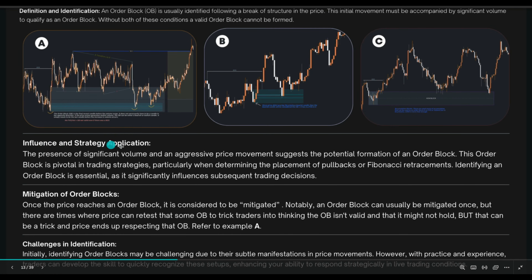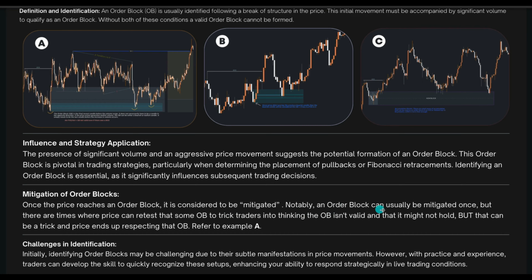So, influence and strategy application. The presence of significant volume and an aggressive price movement suggests the potential formation of an order block. This order block is pivotal in trading strategies, particularly when determining the placement of pullbacks or Fibonacci retracements. Identifying an order block is essential as it significantly influences subsequent trading decisions. In other words, very important that you have volume in those order blocks. Mitigation of order blocks. Once the price reaches an order block, it is considered to be mitigated.